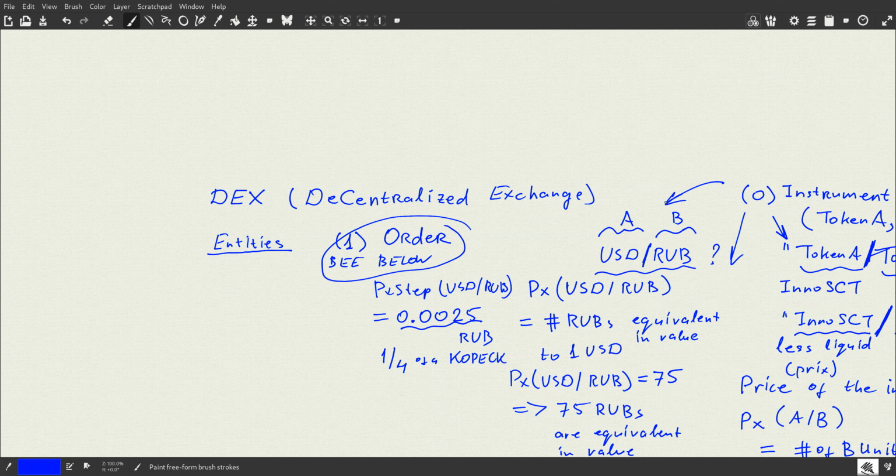One DEX is for the exchange between SCT and Ethereum, another one is for Innocoin to Ethereum, the third one is the exchange between SCT and Innocoin 2, and so on. Again, it is a design decision. I would, for the moment, propose one smart contract per instrument. It is just simpler to do. DEX is a smart contract.